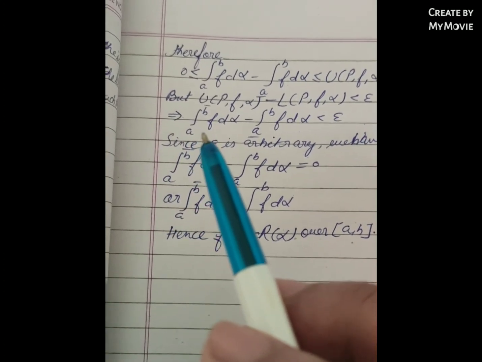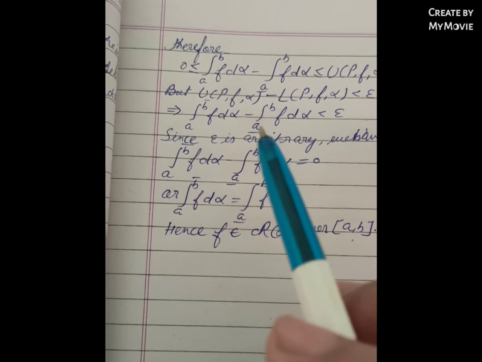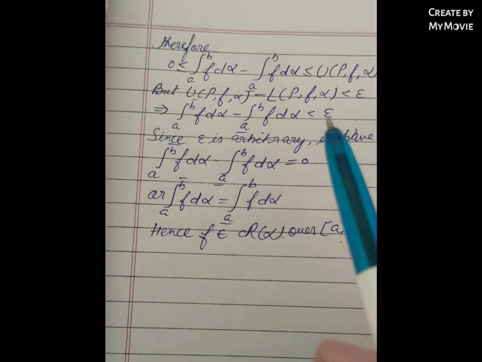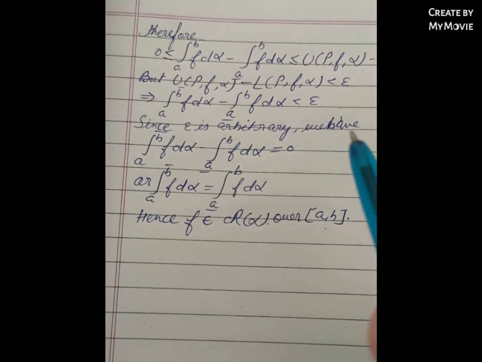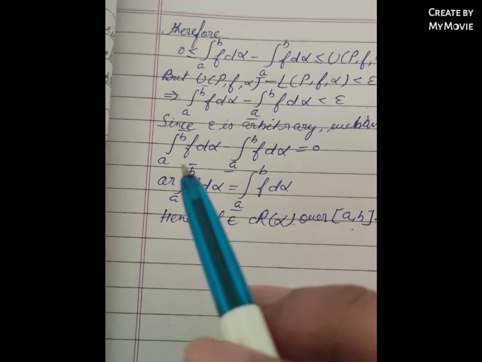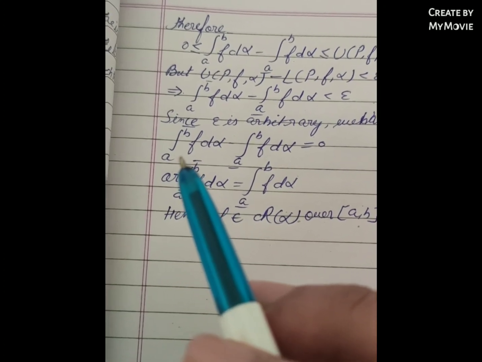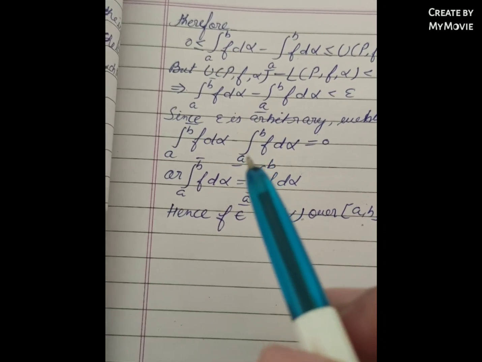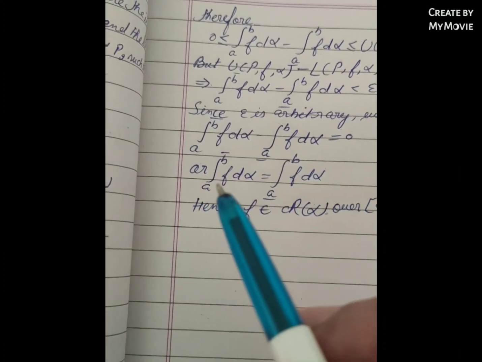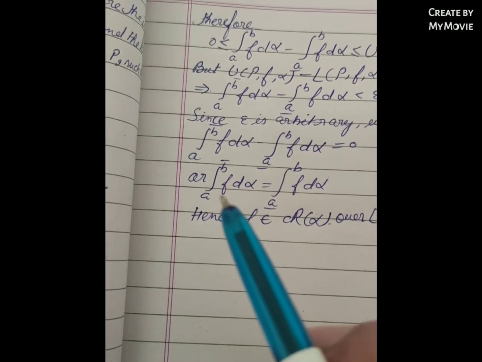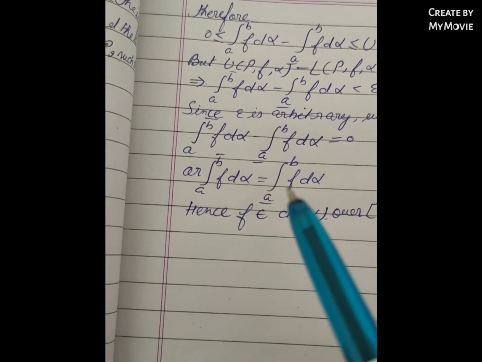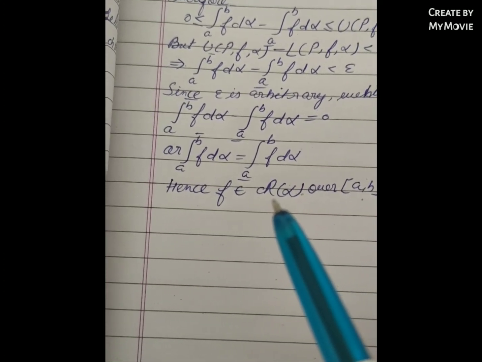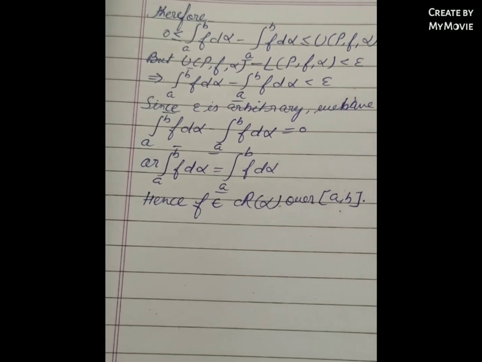So the upper integral of f d alpha minus the lower integral of f d alpha is less than epsilon. Since epsilon is arbitrary, we have the upper integral from a to b of f d alpha minus the lower integral from a to b of f d alpha is 0, or the upper integral of f d alpha is equal to the lower integral from a to b of f d alpha. Hence f belongs to R alpha on the closed interval [a, b].